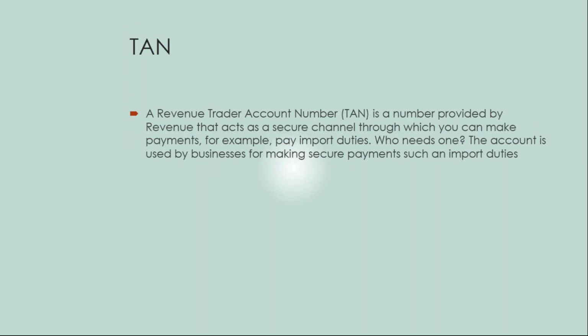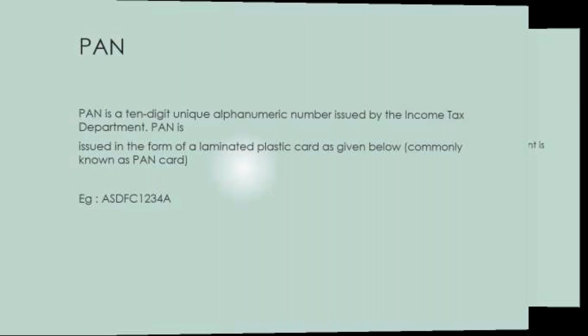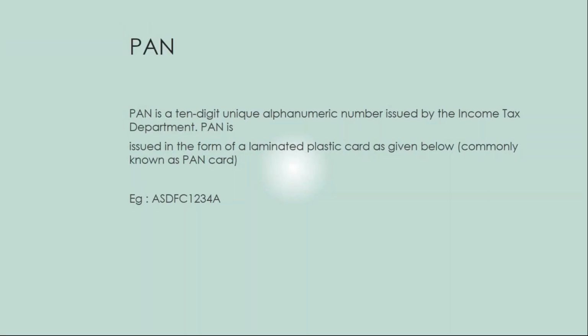So TAN number, it is a tax deduction account number that is provided for a company when they are making a payment who needs to deduct the tax, for making sure that such duties are being paid, for deducting a tax, and to pay this to the department, they are giving you TAN number and PAN number. PAN number is what one individual person will be having. Both PAN and TAN numbers will have a 10 digit alphanumeric combination.